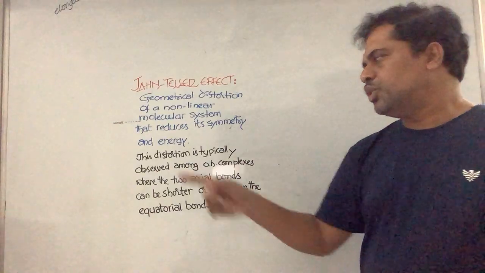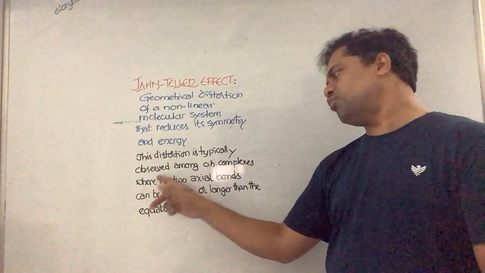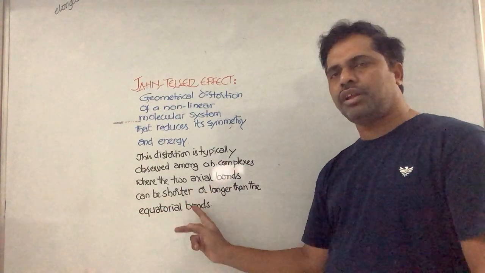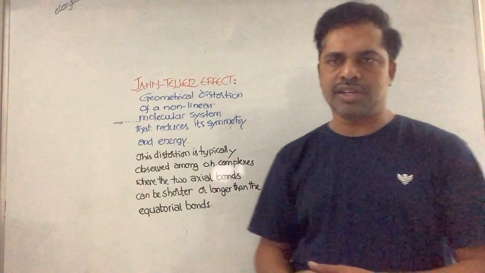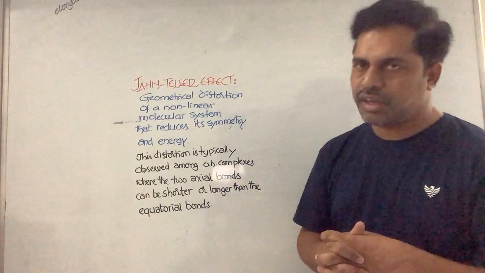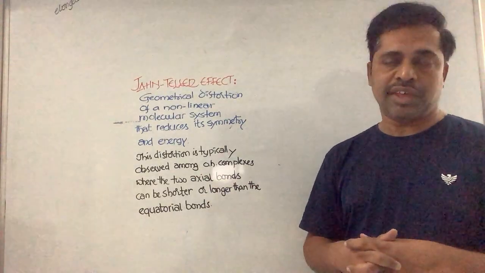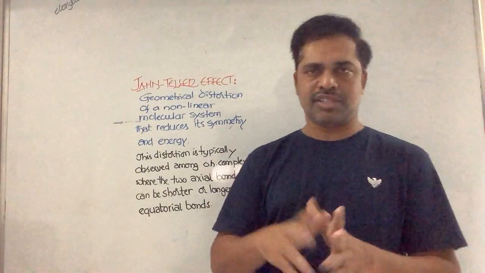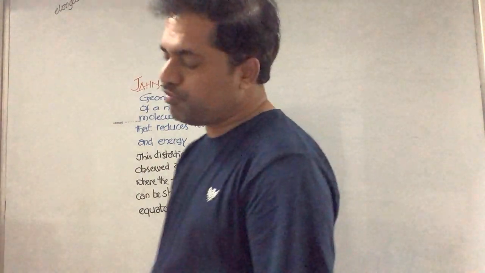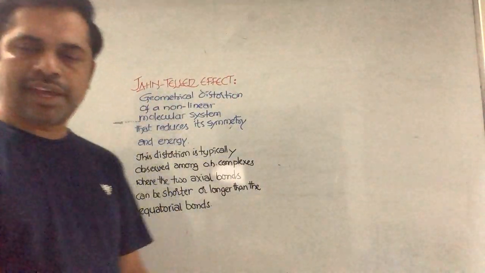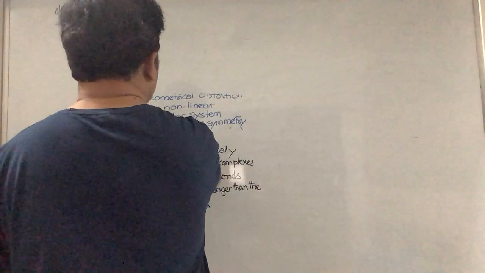So this statement, you see: this distortion is typically observed among the octahedral complexes where the 2 axial bonds can be shorter or longer than the equatorial bonds. When you compare with the equatorial bonds, the 2 bonds can be longer or shorter. So based on that, we are going to use the terms elongation of the axial bonds or elongation of the equatorial bonds. So this is the Jahn-Teller effect. First point, why the Jahn-Teller effect? About this we'll discuss now.